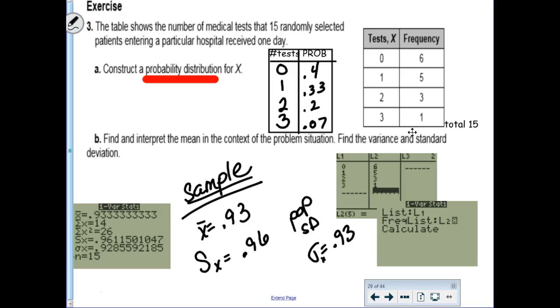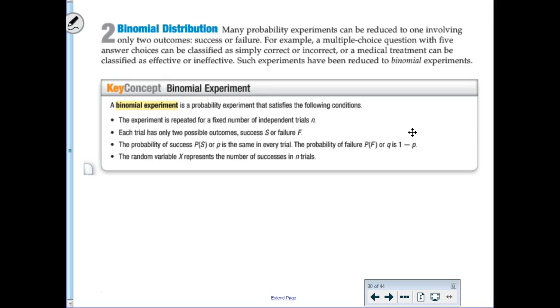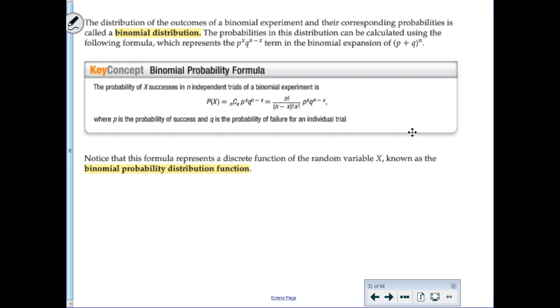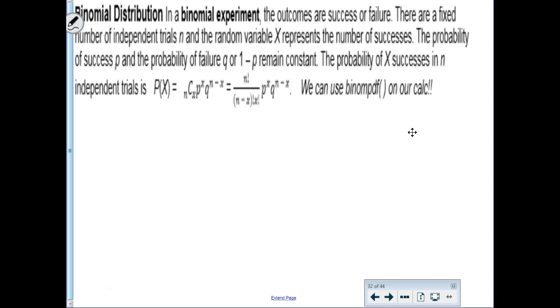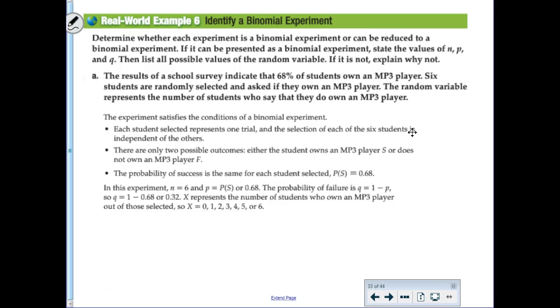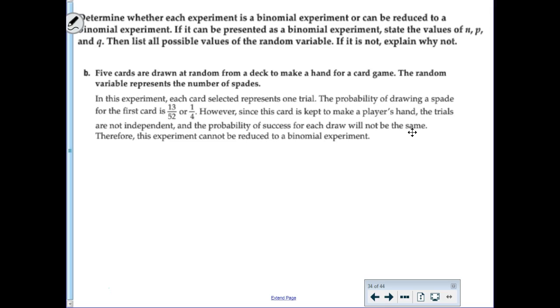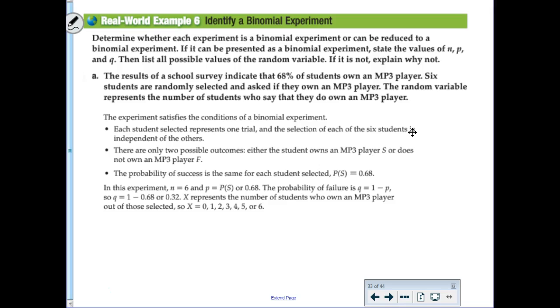All right. Keep going here, guys. We have binomial distributions. We talked about the probability of success and failure already. So that binomial probability that we were discussing earlier, it's the same thing now. There's that glorious formula. We love it. Already did it. We're going to use binomial PDF on our calculator because that formula kind of stinks. These are all from your textbook. These are some examples of why something can be considered binomial versus why it can't.